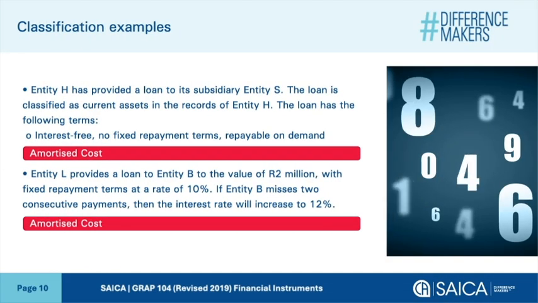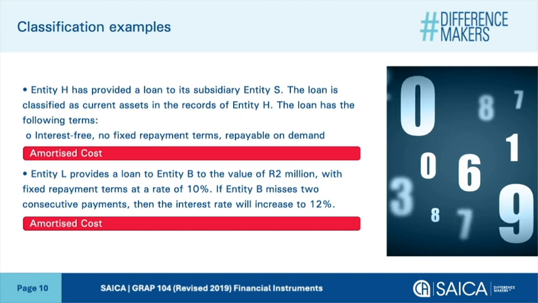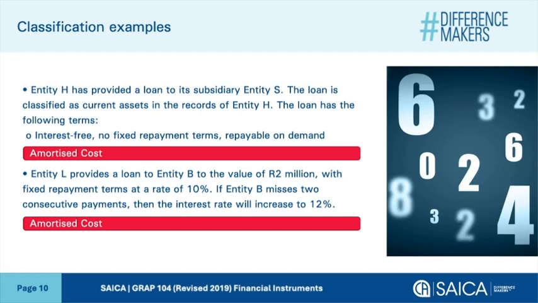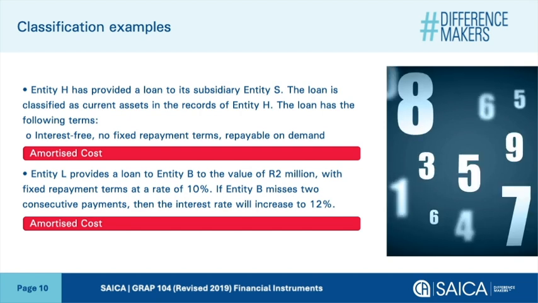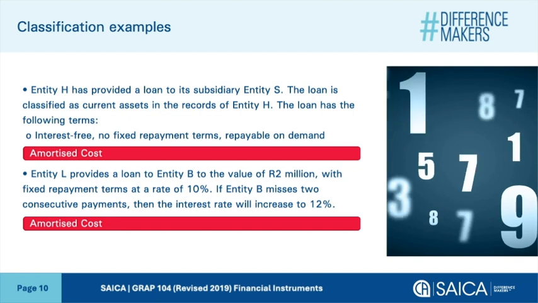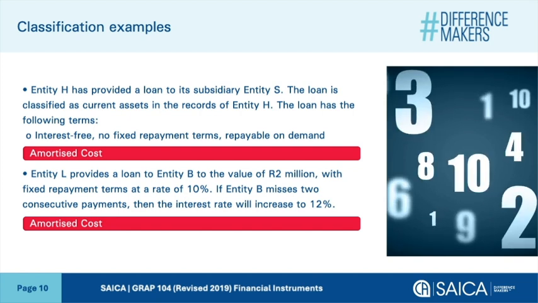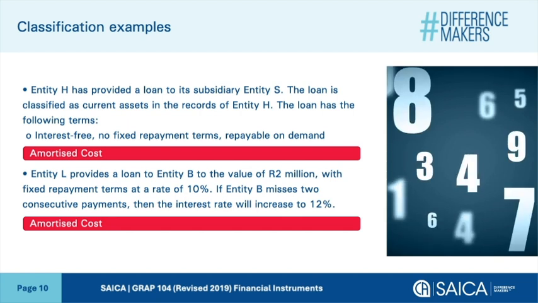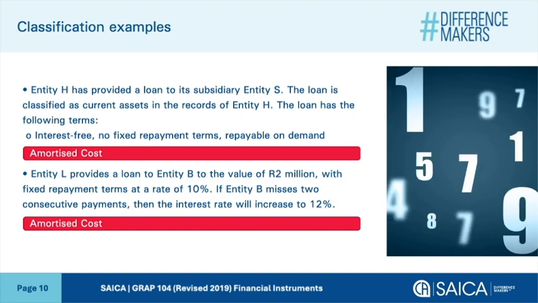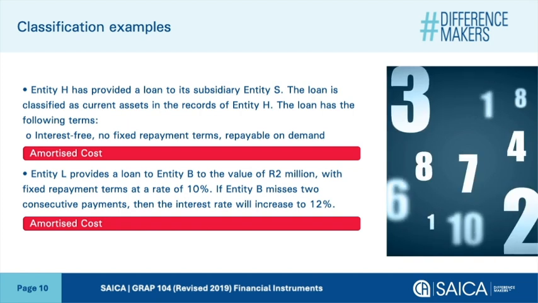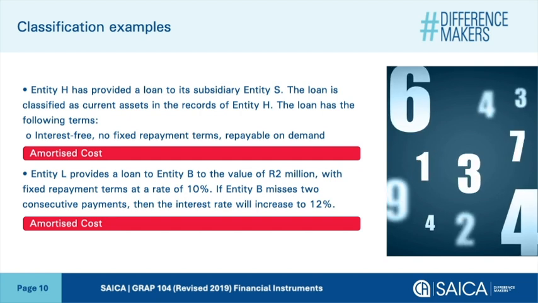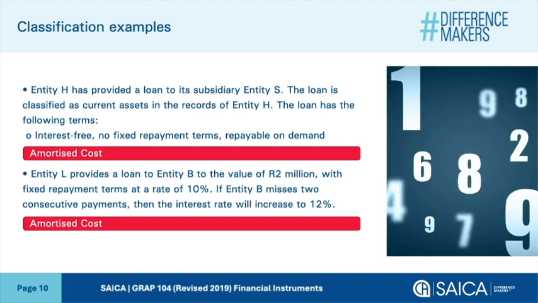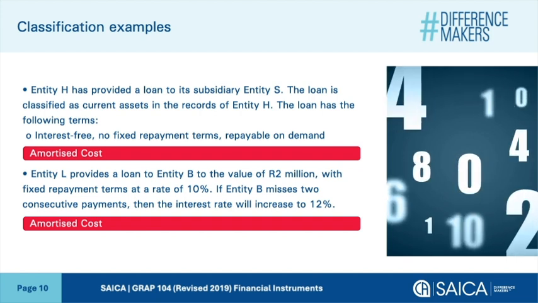Let us consider some examples. Entity H provided a loan to its subsidiary Entity S. The loan is classified as part of the current assets in the records of Entity H. The loan has the following terms: interest-free, no repayment terms, repayable on demand. How would the loan be classified? The business model is hold to collect the contractual cash flows over the life of the instrument. As previously indicated, even on demand is a specified date.